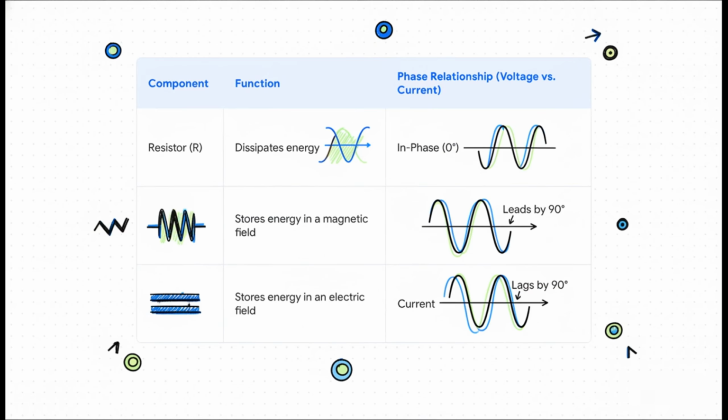Now, here's where things get really interesting. Each of these components has a very different relationship with the alternating current. For the resistor, it's simple. The voltage and current are perfectly in sync. We call that being in phase. But the inductor and capacitor, they each introduce a time delay, or what we call a phase shift. The inductor's voltage actually leads the current by 90 degrees, and the capacitor's voltage lags behind the current by 90 degrees. So you see they're in direct opposition to each other. And that opposition is the secret to this whole circuit's special behavior.